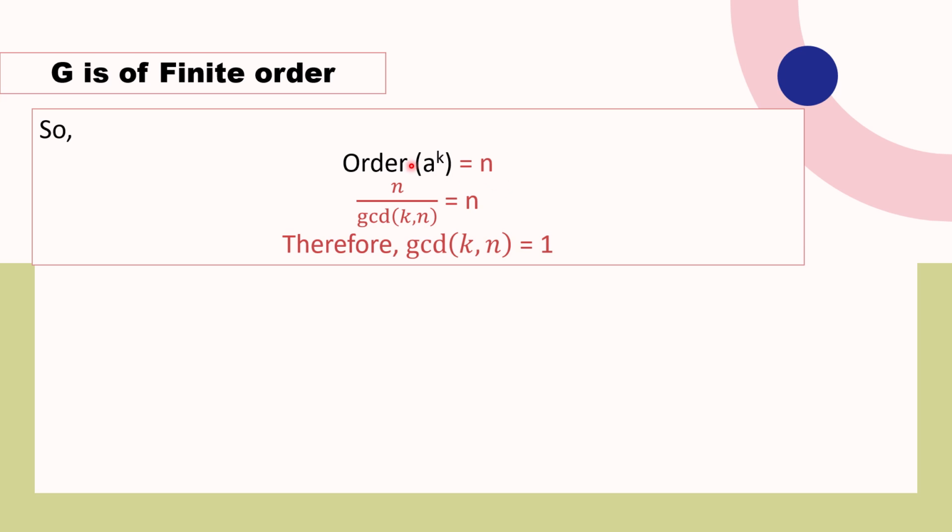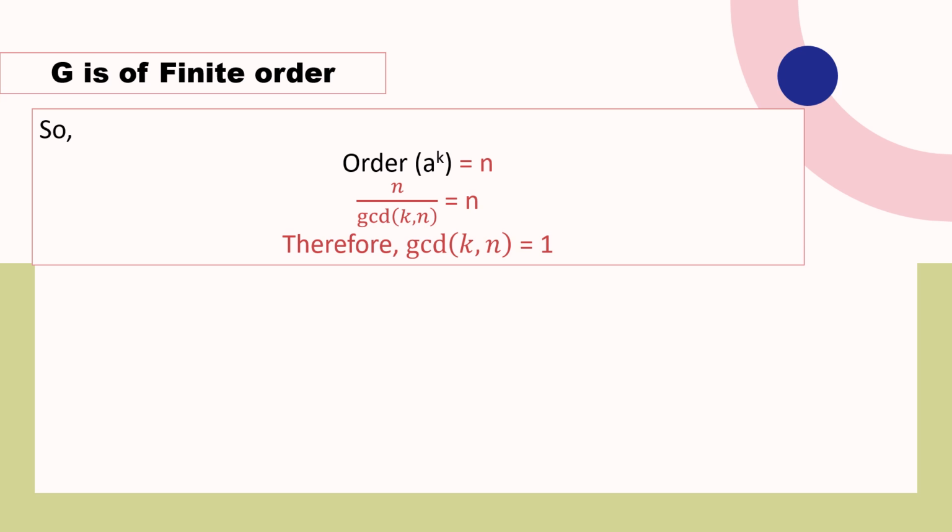Now what is the formula for order of a^k, which we also used in the previous part? That is n divided by GCD(k, n). So in place of order of a^k, we write n divided by GCD(k, n), which is equal to obviously n. Now this n and n get cancelled. Therefore, GCD(k, n) is equal to 1. So we used one formula and we proved both the directions. Alright. So remember, in part A, which is about the finite order of a cyclic group, we use the formula order of a raised to k is equal to n divided by GCD(k, n), and we proved both the directions.